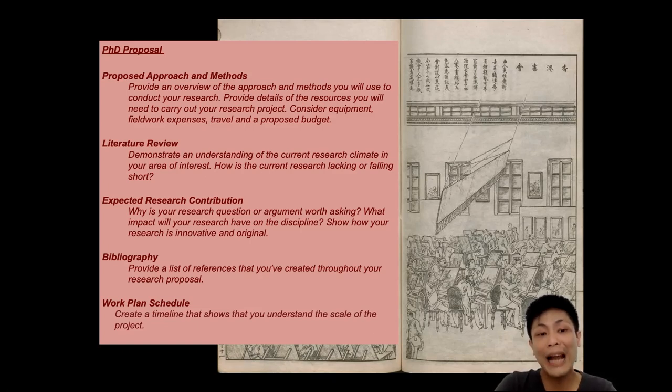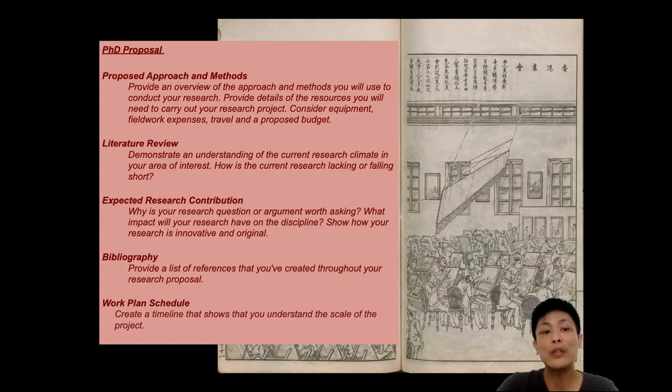State clearly where they're located, what exactly you're looking for, and what kind of challenges you anticipate you might be facing and how you're going to overcome those challenges. So use this to discuss your proposed approach and methods rather than simply state it in a matter-of-fact way, okay? So consider also perhaps equipment, fieldwork expenses, travel, and maybe even a proposed budget. All these things can be considered and written down in the proposed approach and methods section.